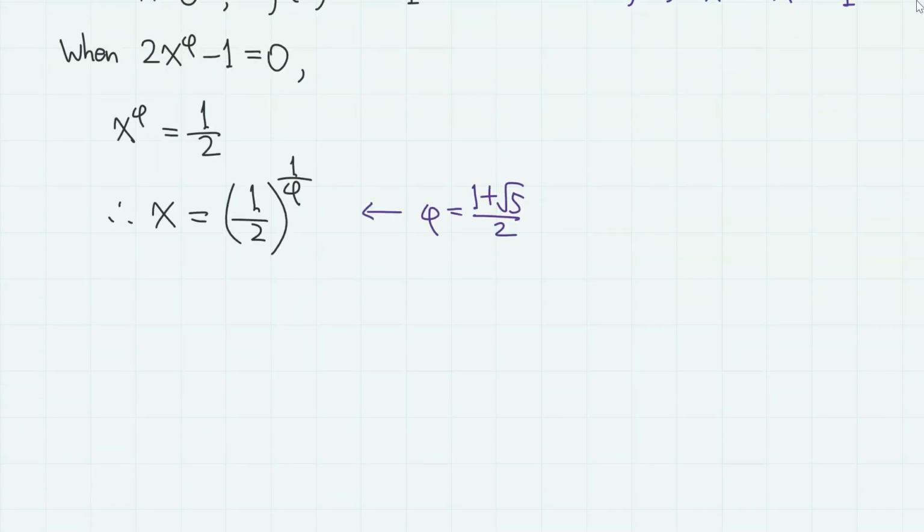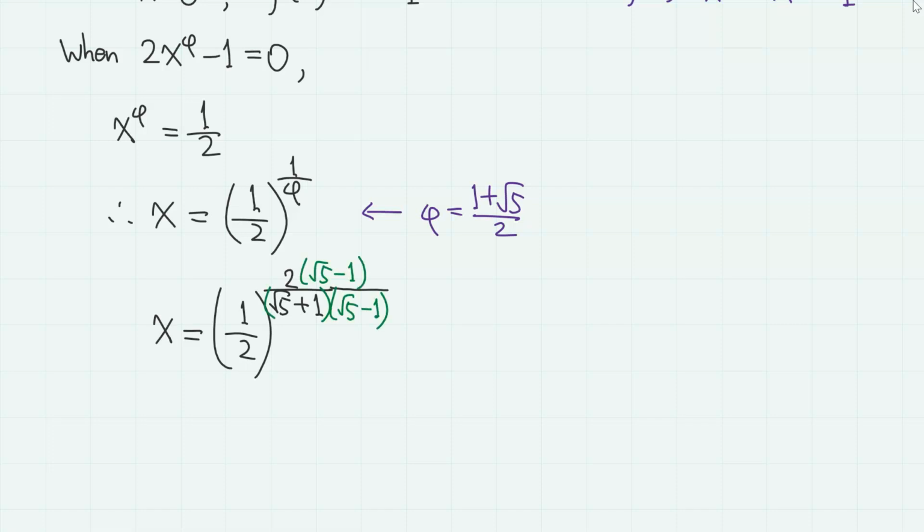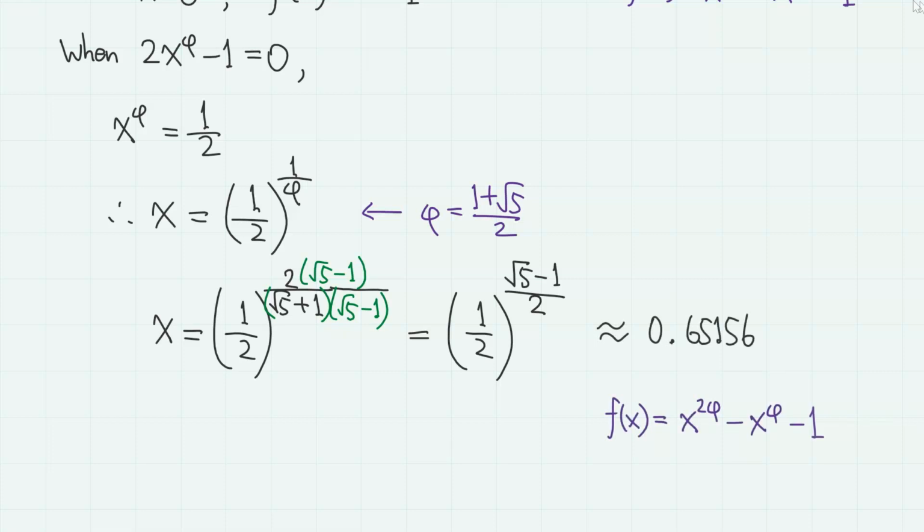And using the value of the golden ratio phi, which is (1 plus square root of 5) over 2, x equals 1/2 to the power of 2 over (square root of 5 plus 1). And if we rationalize the denominator, we obtain 1/2 to the power of (square root of 5 minus 1) over 2. Now let's find the value of the function at this x value.